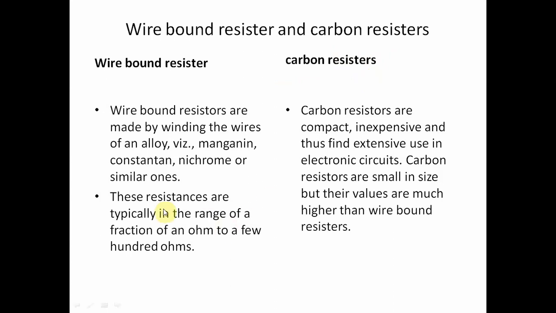The second difference between wire bound resistor and carbon resistor is that wire bound resistances are typically in the range of a fraction of an ohm to a few hundred ohms, because the circuits are more complicated and the value is very small. But in the case of carbon resistors, the value is much higher than wire bound resistors.